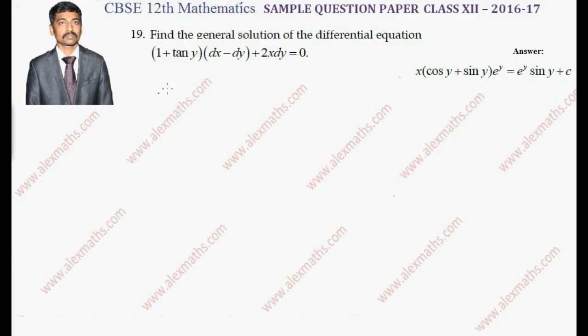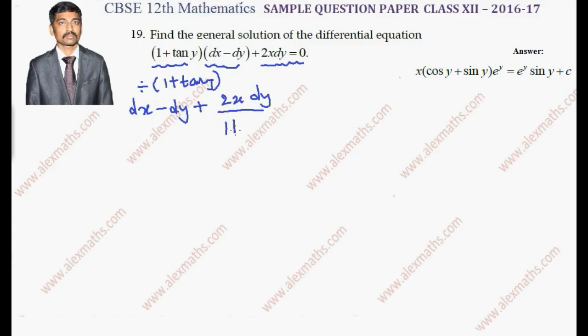Find the general solution of the differential equation (1 + tan y) dx − dy + 2xy dy = 0. First, let us divide the entire equation by 1 + tan y. So we get dx − dy + 2x dy, whole divided by 1 + tan y, equal to 0.